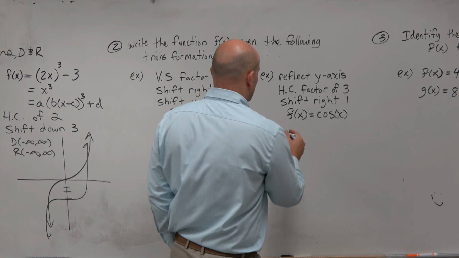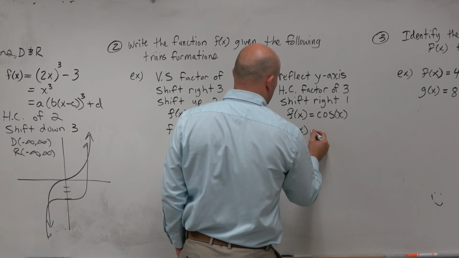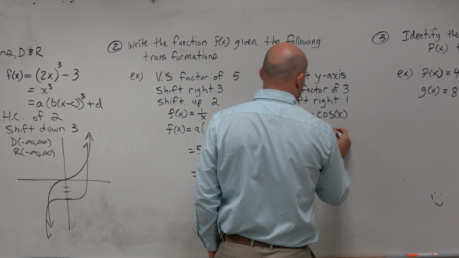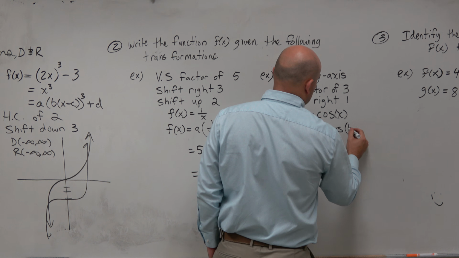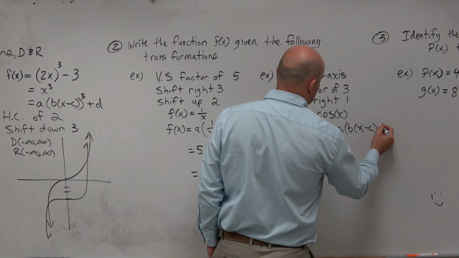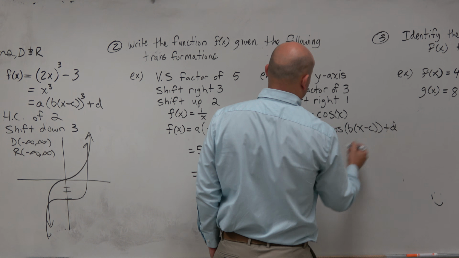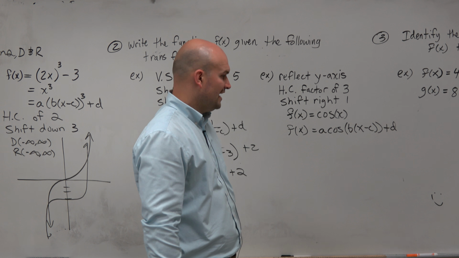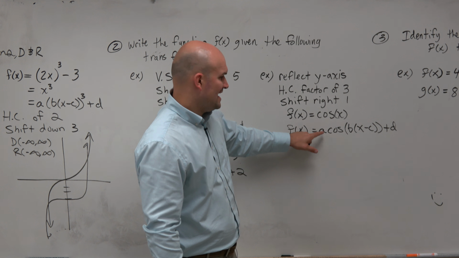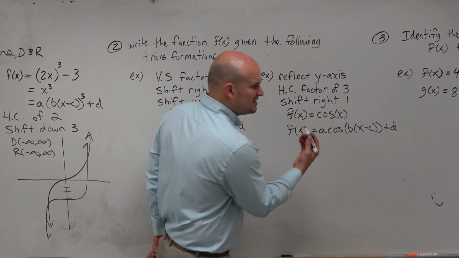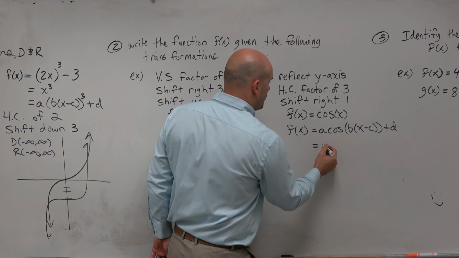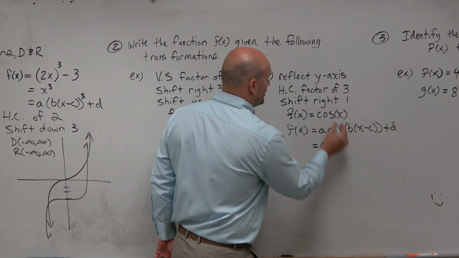Since I don't see that, I'm not going to use an A. Actually, I will. I'll just put it in there, but it's not going to be used. So B times x minus C plus D. OK. So I don't have an A, so I don't need to worry about that. So A can just be 1. I have a horizontal compression of factor of 3.